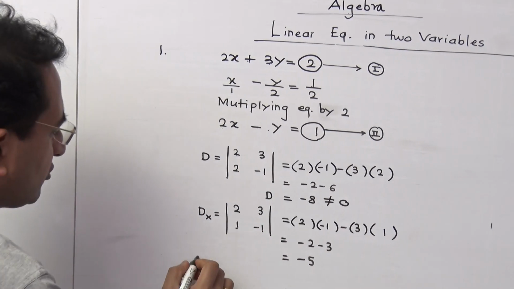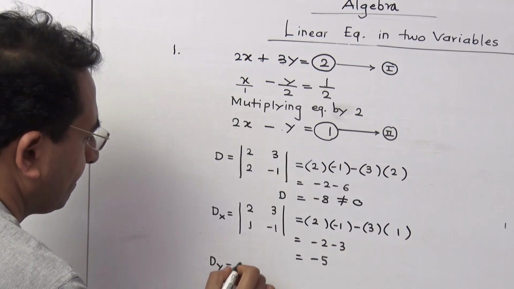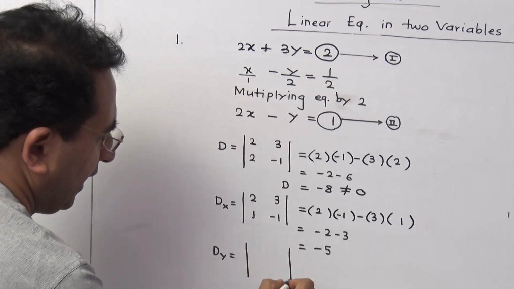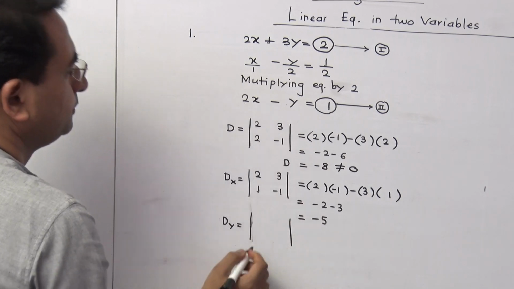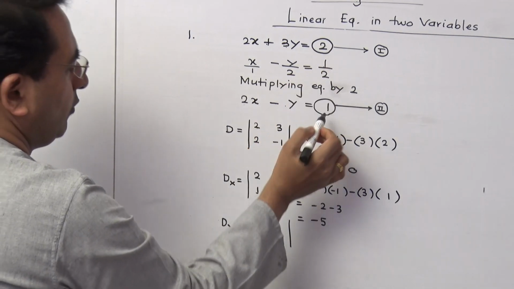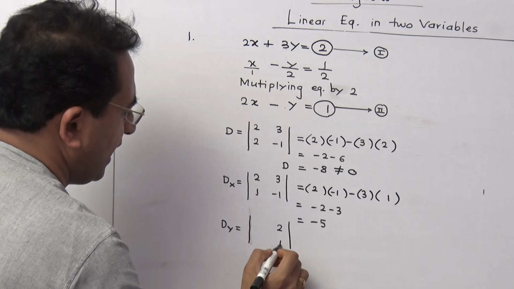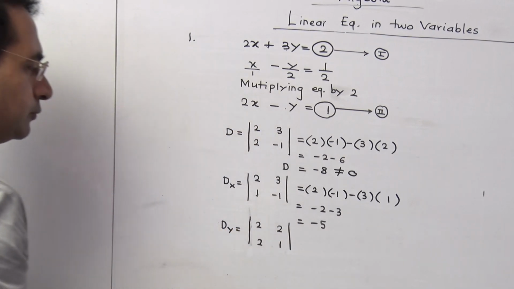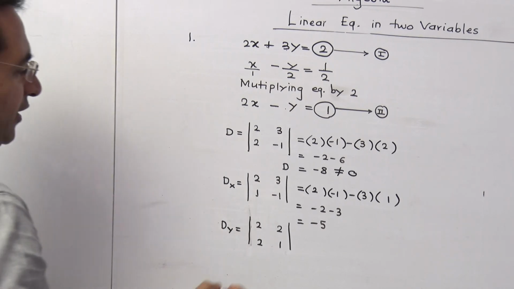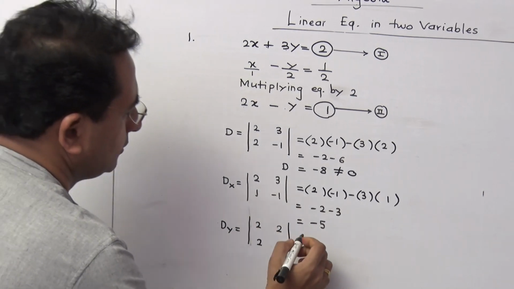Let us go for the next value, dy. Now when you write dy, y column will be replaced by the answers. So answers are 2 and 1. So I am writing 2 and 1 here, and x column will be taken as it is, that is 2 and 2.